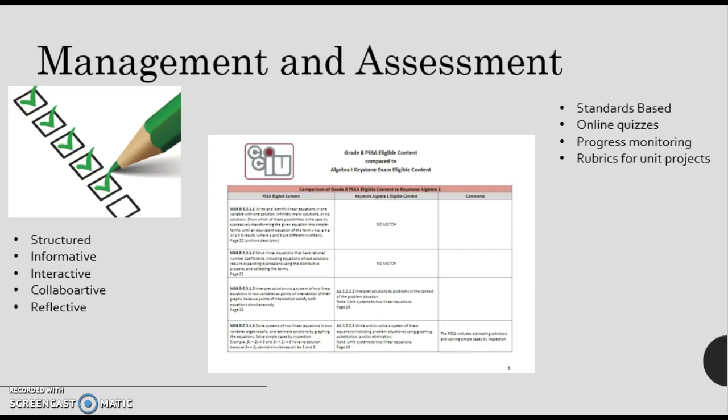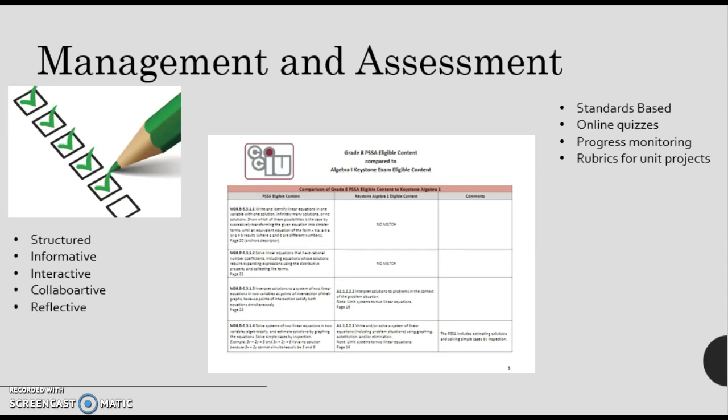The course I design must be user-friendly. Students should find the course structured and each lesson designed in a similar fashion, where they will be presented with a variety of informative and interactive lessons. They will be given opportunities to collaborate on projects and reflect through dialogue their understanding of the material.